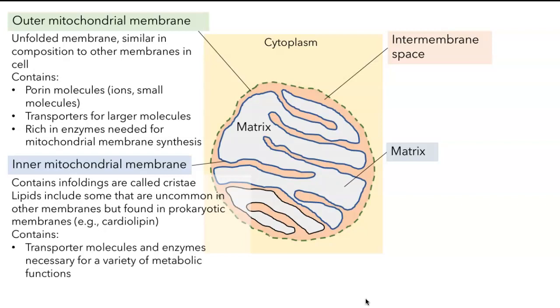The inner mitochondrial membrane contains many proteins. Something like 60 or 70% of the weight of the membrane is made up of membrane proteins. We can broadly divide these into 2 categories. There are transporter molecules and enzymes that are necessary for a variety of metabolic functions.